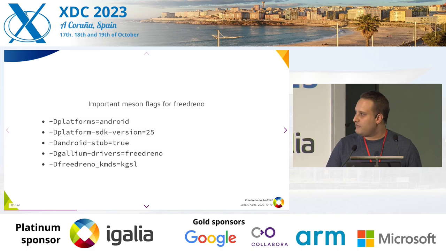And like cross-compiling to any other target, there are some Meson configurations that you have to set for what platform you want. There are Android-specific ones for what SDK version you're targeting. In my case, all the work I did, I was targeting SDK version 25. So I had to put that in there. There are Android stubs that you have to build just to deal with libraries that you don't necessarily have access to at build time. And of course, what drivers you want to target. In my case, Freedreno. And Freedreno also has this additional argument for kernel backends you want to build. So for the work here, you want to target the KGSL kernel mode driver.